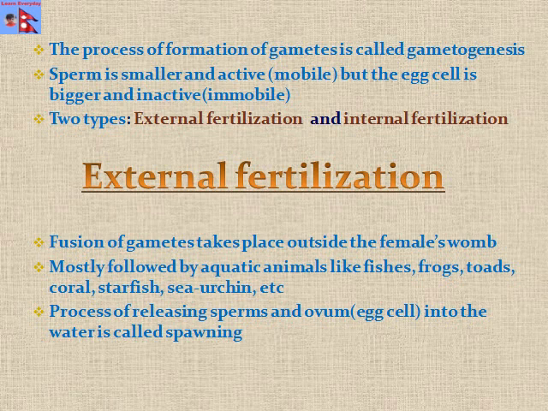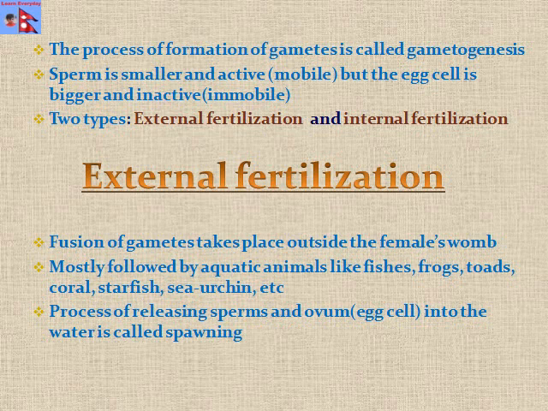Before fertilization starts, there must be the production of the male gamete and female gamete in the organism, and the process of the formation of the gamete is called gametogenesis. Sperm is the male gamete, whereas the egg cell is the female gamete. There are some other differences between the sperm and the egg cell also. Structurally the sperm is smaller than the egg cell, and functionally sperm is active, whereas the egg cell, the female gamete, is inactive.